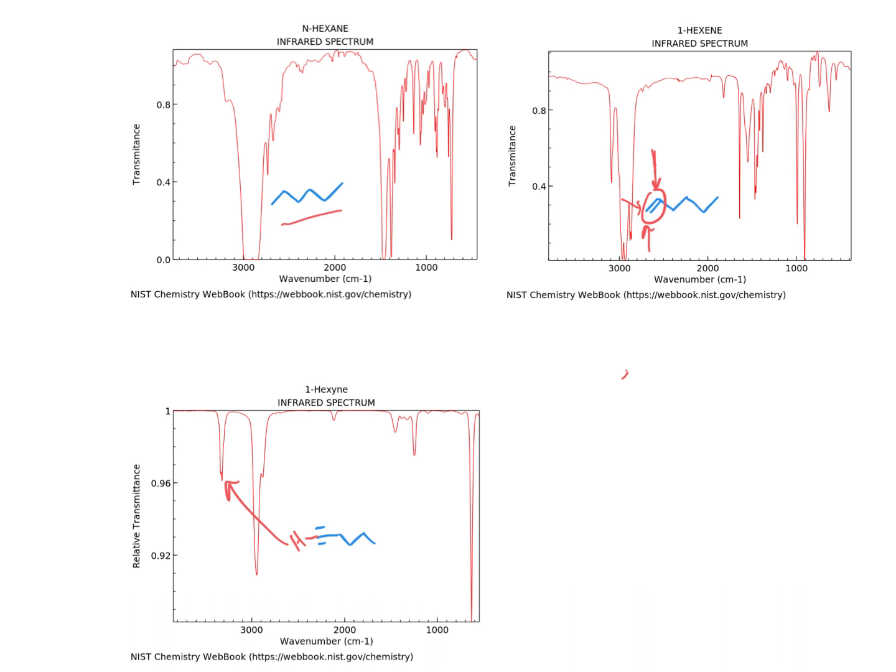I hope that helps you look at these MS and IR spectra so that you can sort of see what's going on in those molecules. Next, we move on to H NMR.